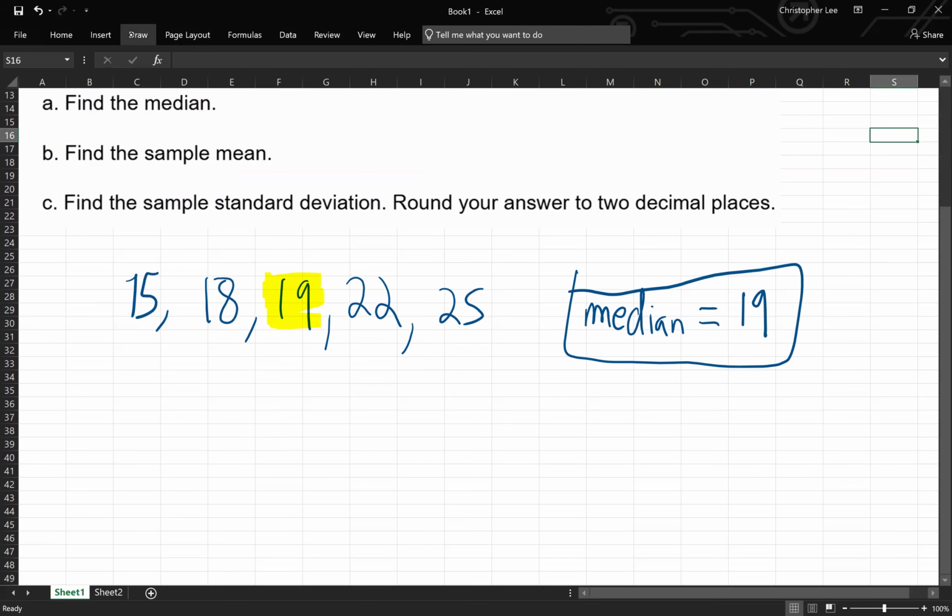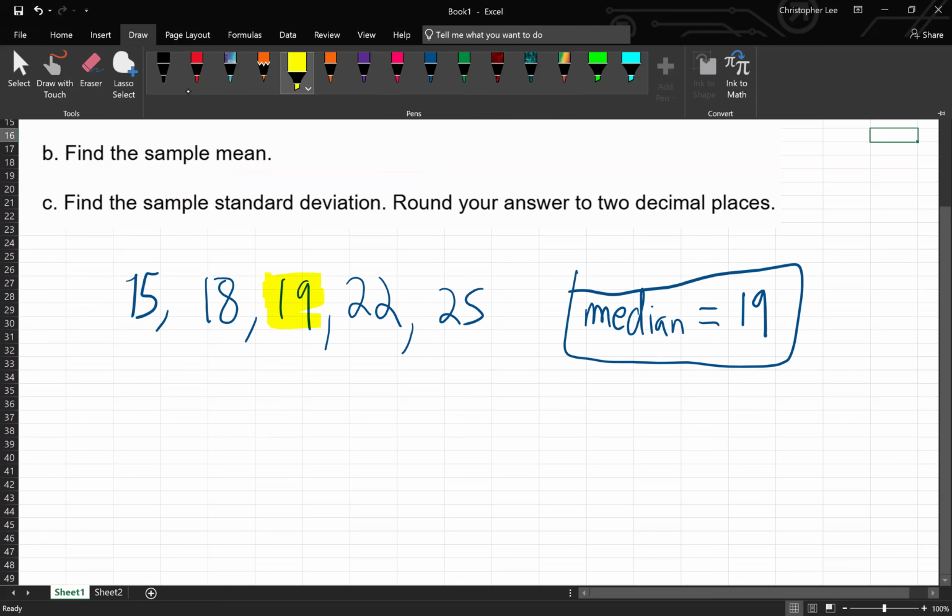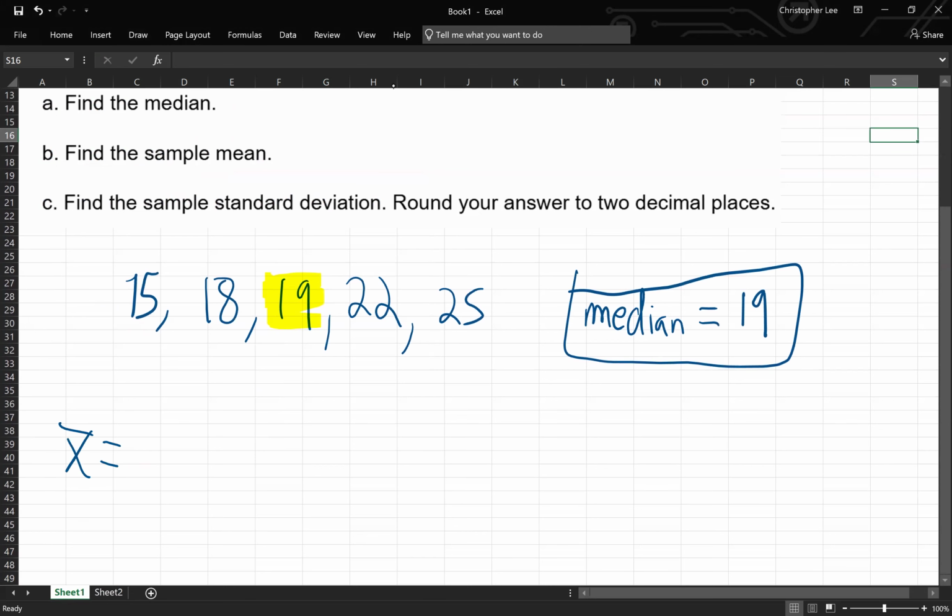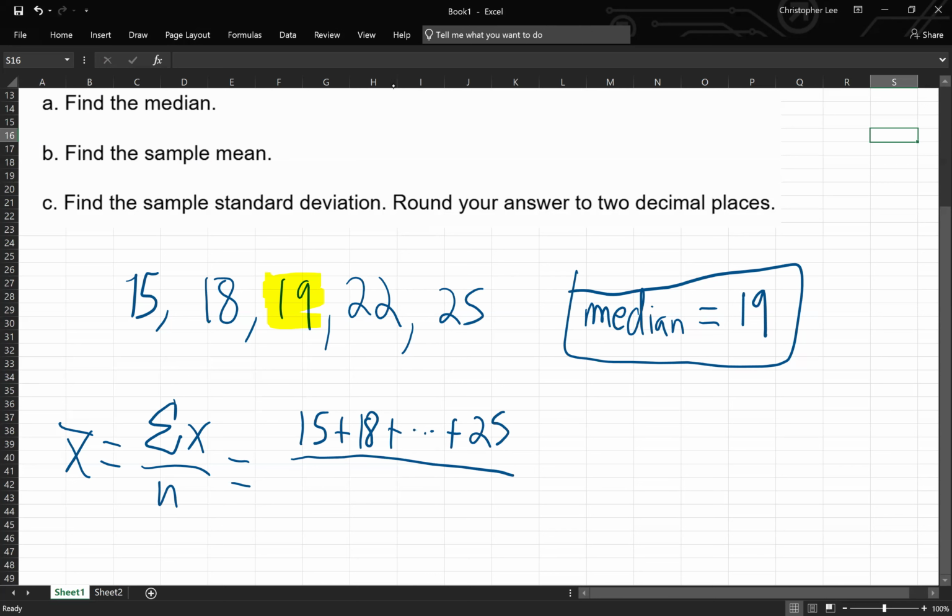So they want that sample mean, which is X bar, right? And it's equal to the sum of X divided by N. So that's when you add up all the numbers, right? So 15 plus 18 plus, skip a few, all the way down to 25. And then you divide by how many numbers there are: 1, 2, 3, 4, 5. That's it.